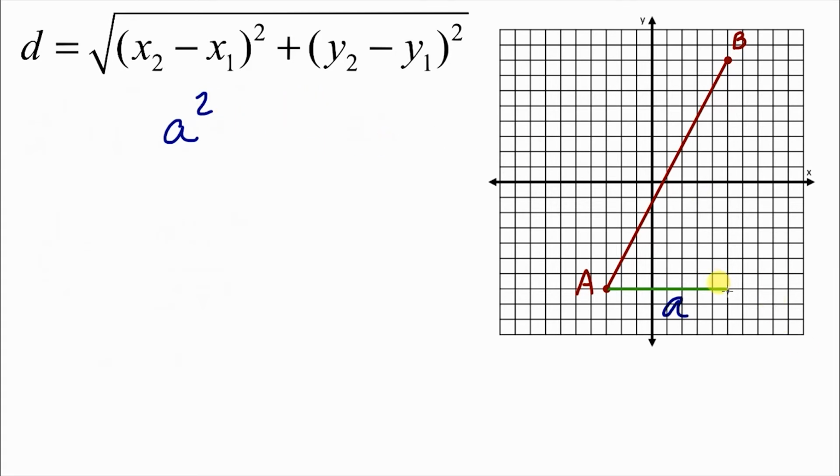Then I would consider to get from A to B, I'd have a vertical distance. I'll represent that with this magenta line. And again, that's a value. I'll call it B.